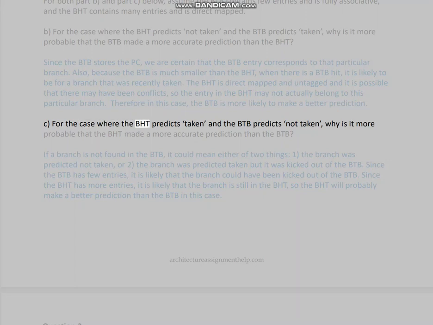C. For the case where the BHT predicts taken and the BTB predicts not taken, why is it more probable that the BHT made a more accurate prediction than the BTB?